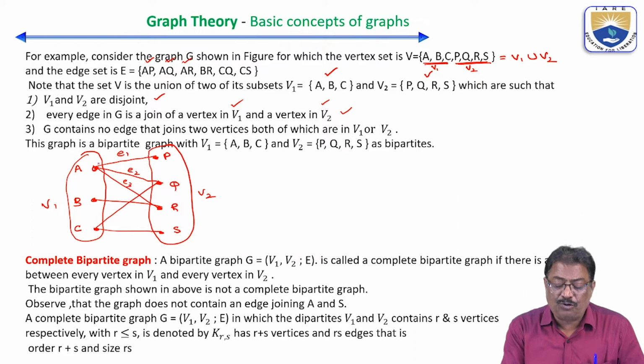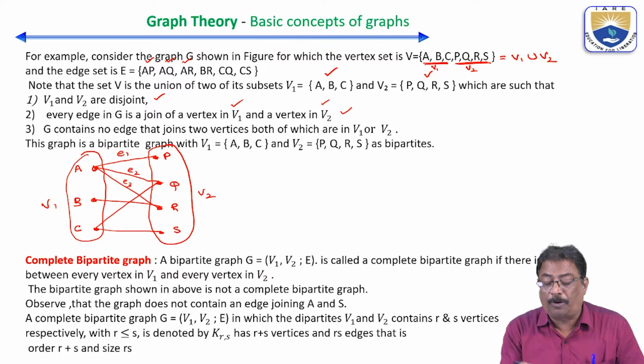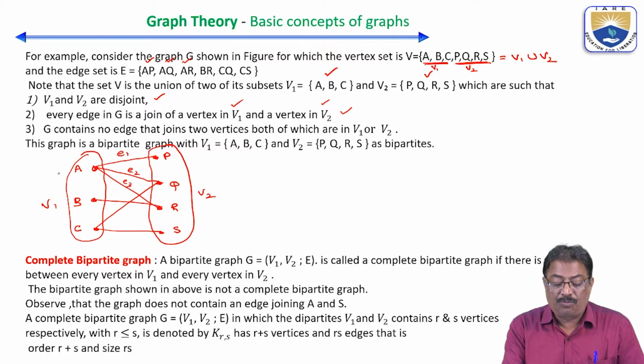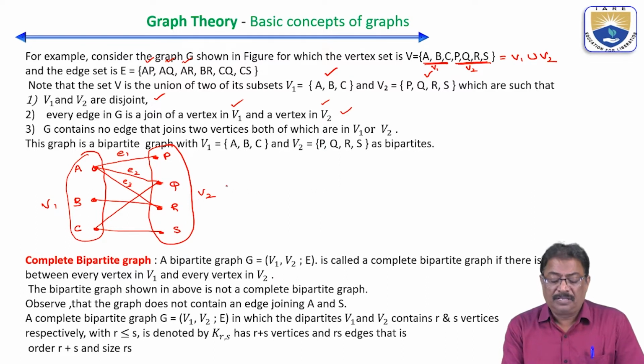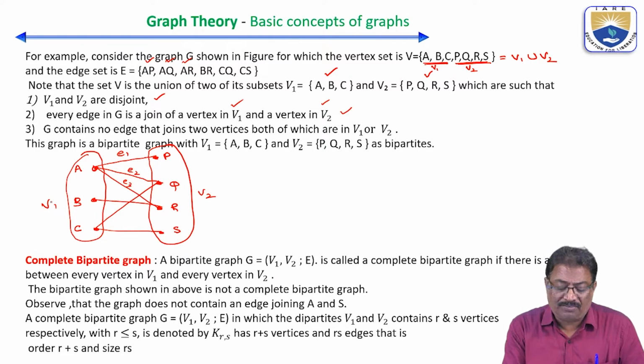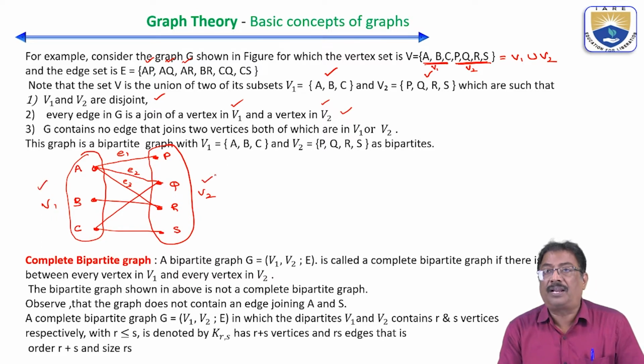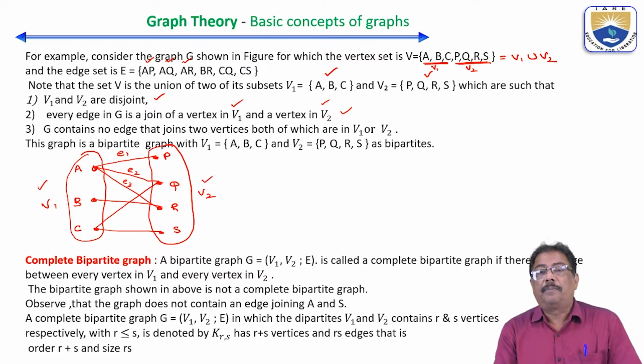That means there is no edge connecting the vertices of V1 alone or the vertices of V2 alone. See here, there is no edge between A and B, or A and C, or B and C. In the same way, for the vertices in V2, there is no edge connecting them. So V1 is one part and V2 is another part; we call them partitions.